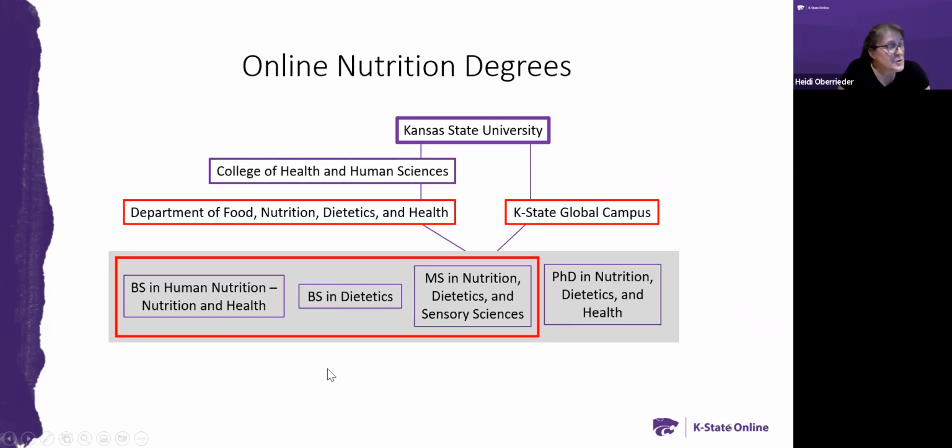So there's the BS in Human Nutrition, and we call that the Nutrition and Health degree. We have the BS in Dietetics, and then we have an online master's degree called the Master's in Nutrition, Dietetics, and Sensory Science. We also have a PhD in nutrition, but we don't offer that in the online format. So we're really just focusing on the 3 that are in the red box.